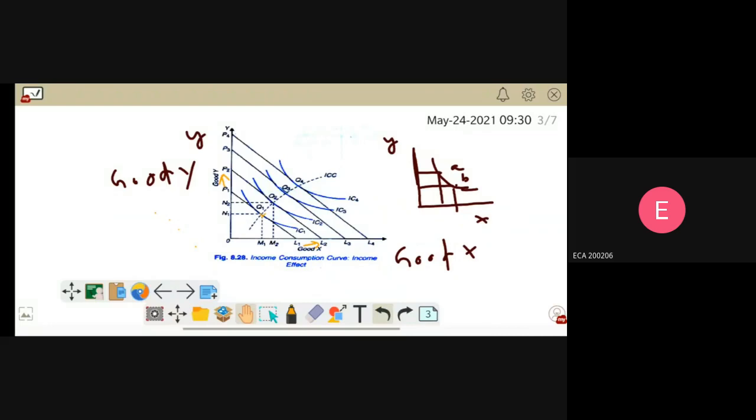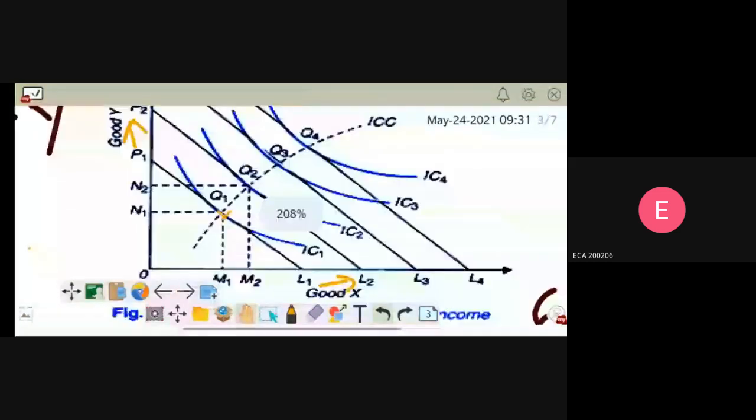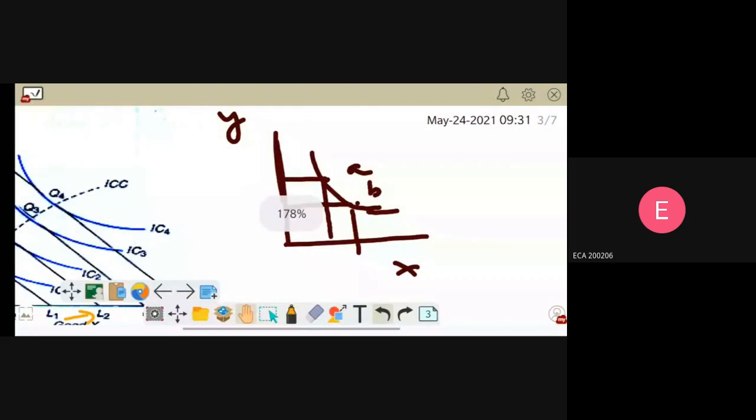So this diagram is very familiar to you. This is a diagram which explains consumer equilibrium in ordinary utility analysis. Consumer's equilibrium is explained with the help of indifference curve and budget line. So let us go back to our previous class, that is indifference curve analysis.